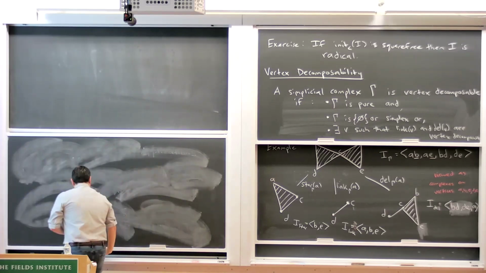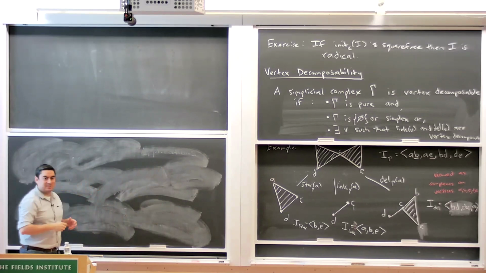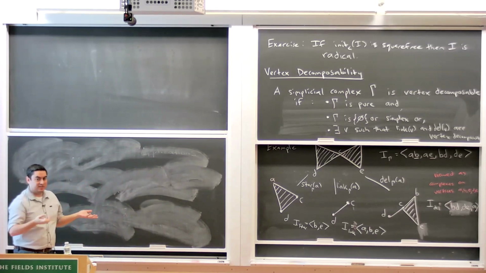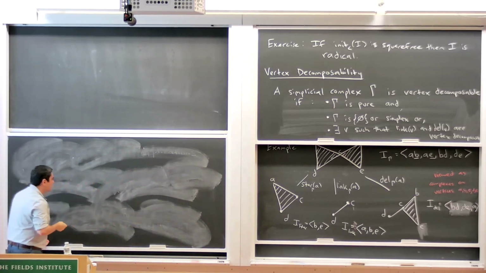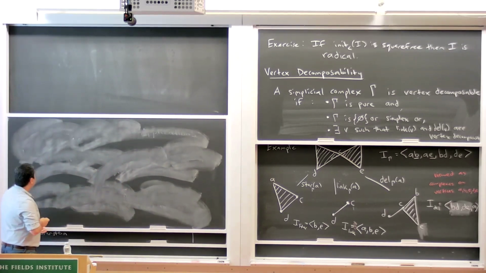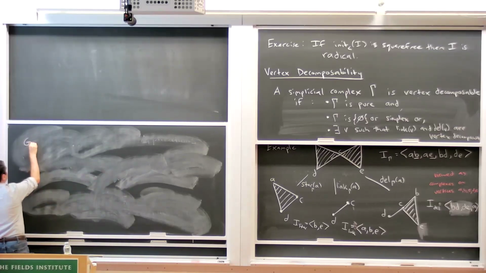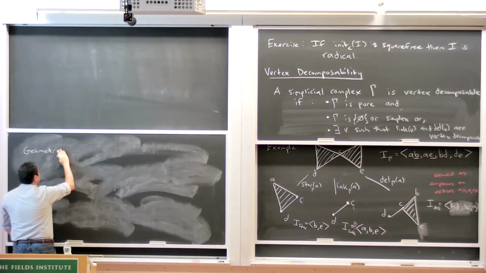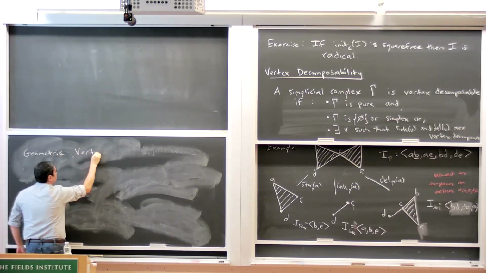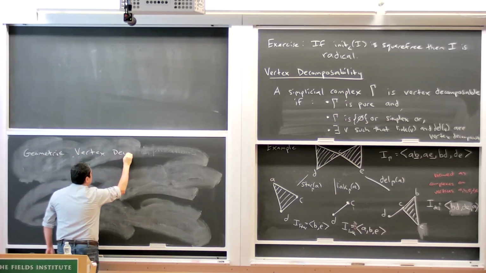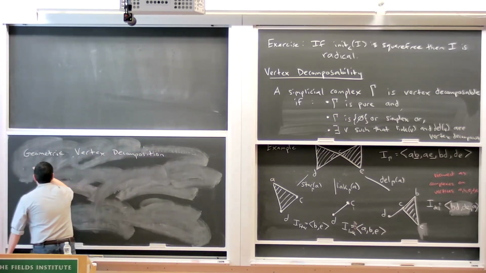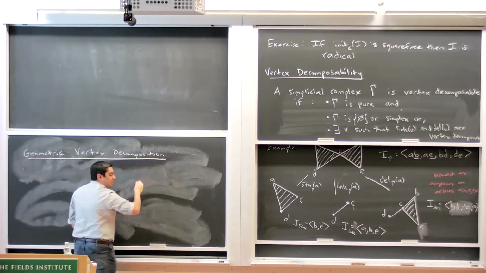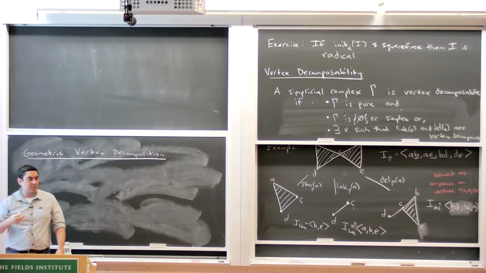Okay, so one reason why I'm writing those out is because the generalization to geometric vertex decomposability will look very similar to this story, right? So, geometric vertex decomposition. Now we're going to be working with any ideal, not just a square-free monomial ideal.